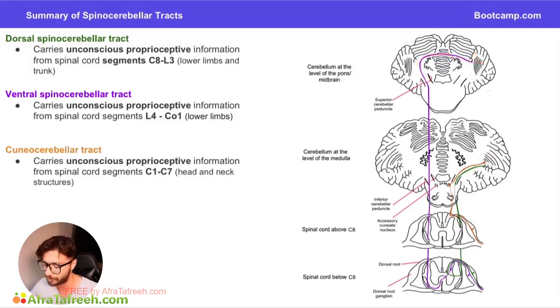the cerebellar cortex. And then finally, we have our cuneocerebellar tract. This one comes in, ascends in that fasciculus cuneatus, synapses in the accessory cuneate nucleus, and then enters into that inferior cerebellar peduncle and terminates in that cerebellar cortex.